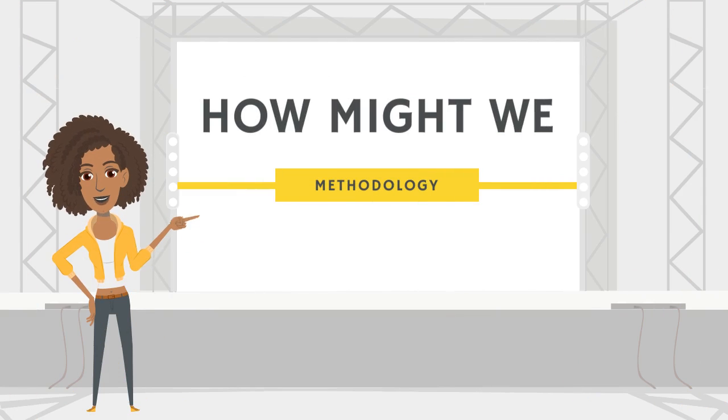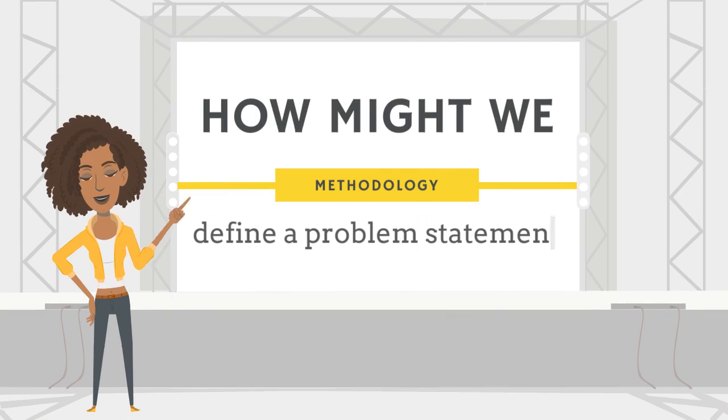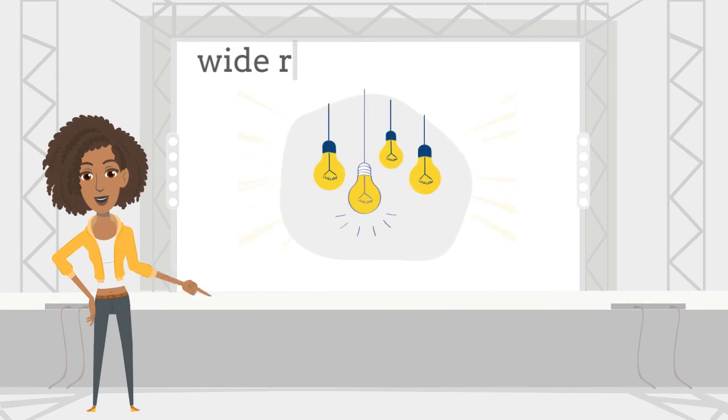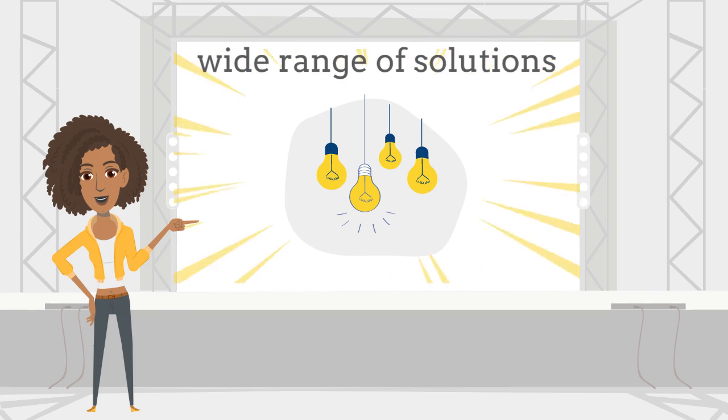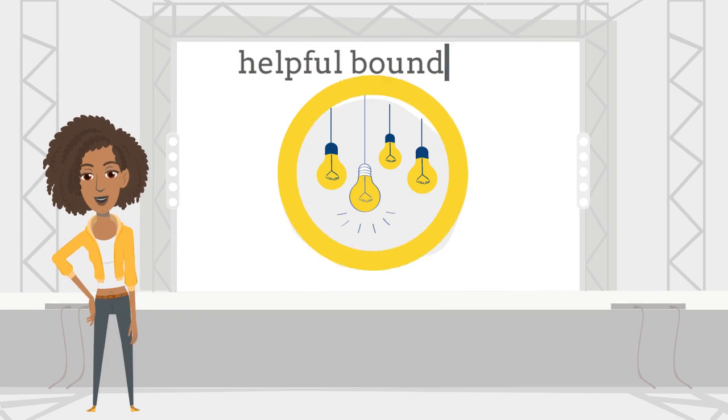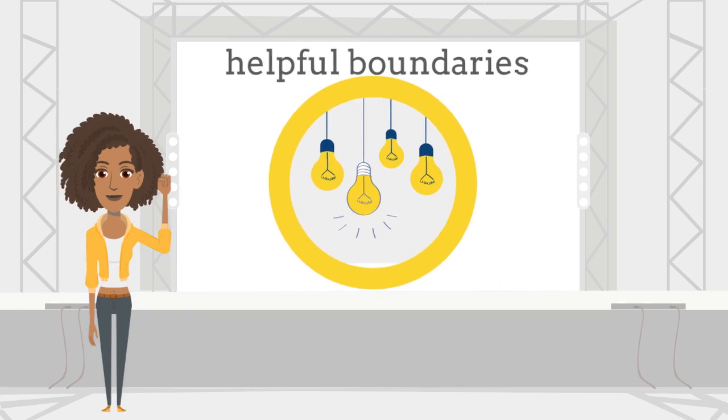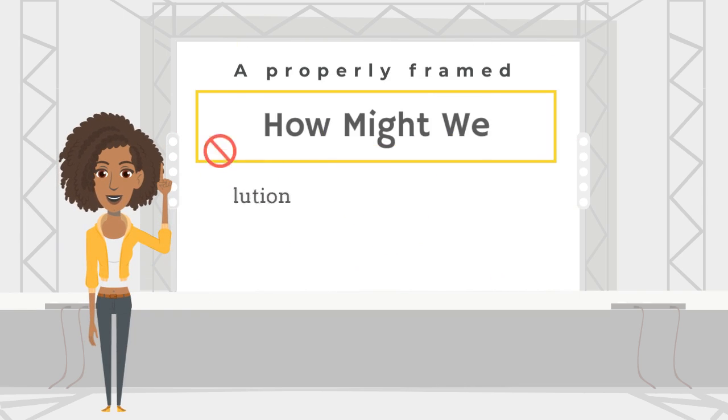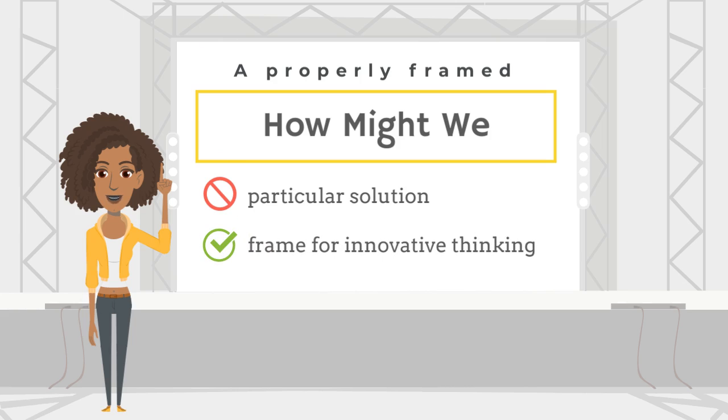The How Might We method is another technique that helps you define a problem statement that is broad enough that there is a wide range of solutions, but narrow enough that the team has some helpful boundaries. A properly framed How Might We doesn't suggest a particular solution, but gives you the perfect frame for innovative thinking.